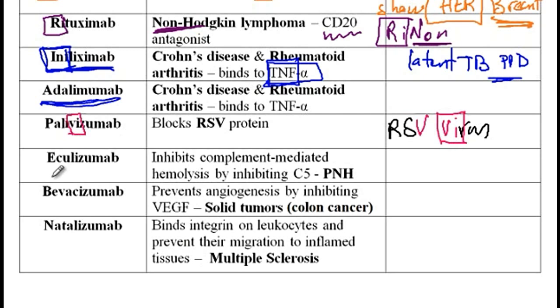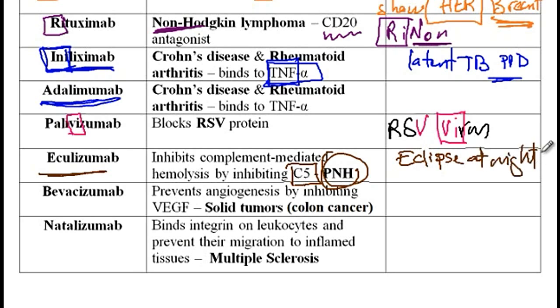The next medication is Eculizumab, which inhibits the complement-mediated hemolysis by inhibiting the C5, and it's used for the treatment of paroxysmal nocturnal hemoglobinuria. So the way I memorize it is that eclipse at night. So Eclipse goes for the name of this medication. Eculizumab has a similar name to Eclipse, and it's used for the treatment of hemolysis at night in patients with paroxysmal nocturnal hemoglobinuria. So Eclipse at night.